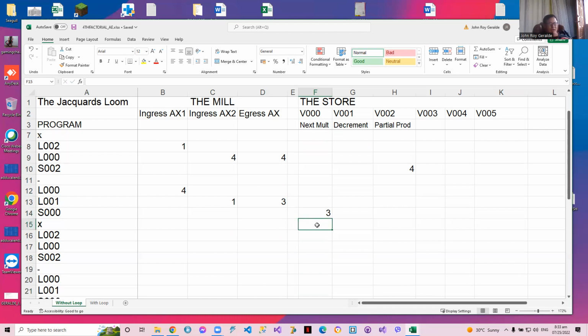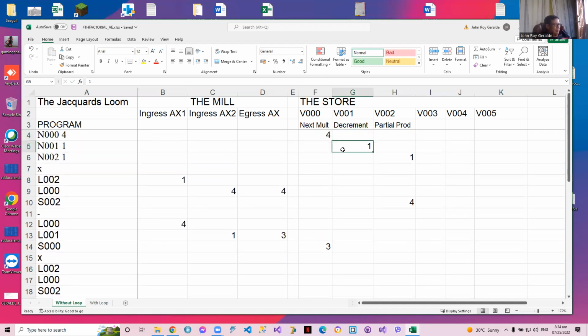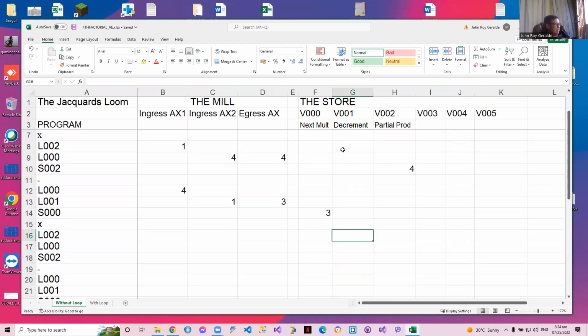For times, we are setting an operation card, right? So the first L will go to ingress axis 1. What is L000? What is ingress axis 1? 1. Do you agree? It's 1, because it hasn't changed yet. Then L002, we're at times. What's the value of L002? This 2 is now 4. So this will become 4.